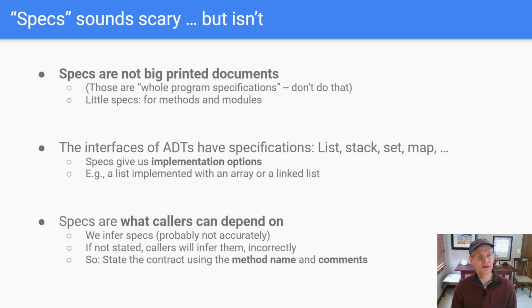So the specifications are what the caller actually depends on. They depend on the interface. And when we write a set of names of operations on our data structure, and we can see those names, what happens is callers will infer what the specification is. And the problem is, if we don't carefully state what the specification is, we don't state what the contract is, they're going to guess. They're going to infer the contract incorrectly. And so the big idea here is that you should state the contract specifically, and you want to do that with appropriate naming of your methods and also in the comments.